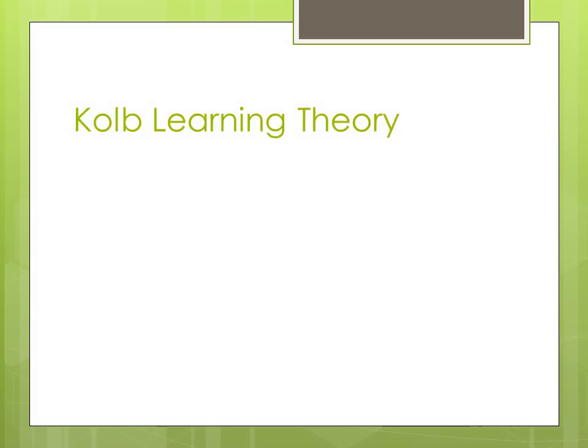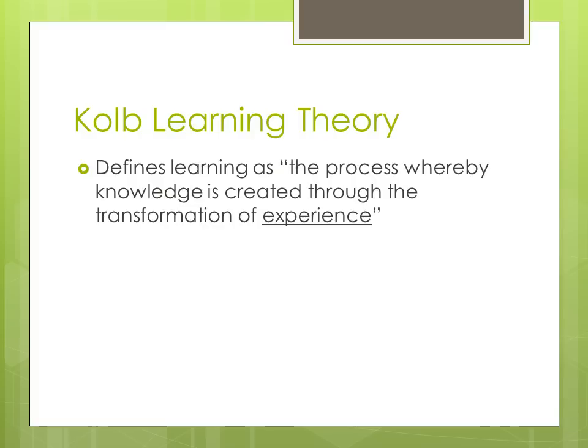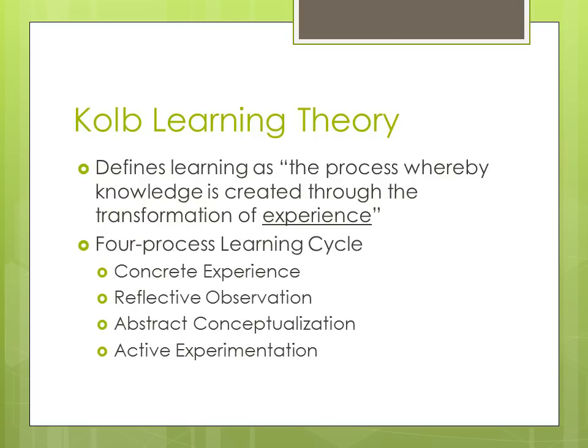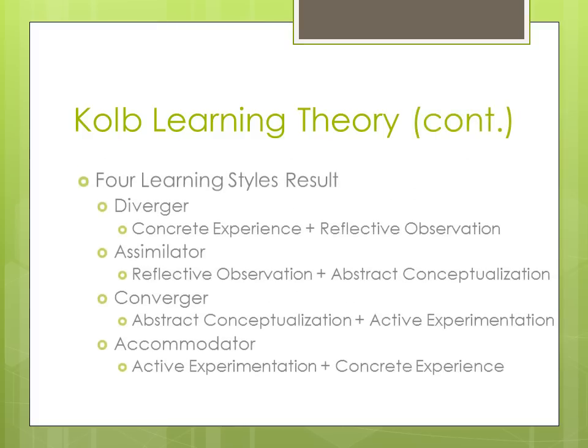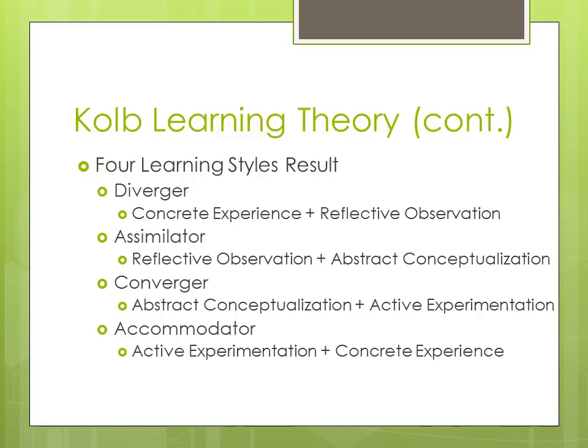Okay, so first we have the Kolb learning theory, which defines learning as the process whereby knowledge is created through the transformation of experience. So this is your experiential model, and by the processing of experience come four things. You have your concrete experience itself, the reflective observation, the conceptualization, and active experimentation. It's like a cycle that flows from the experience to the experimentation. And there are four learning styles that result from this.